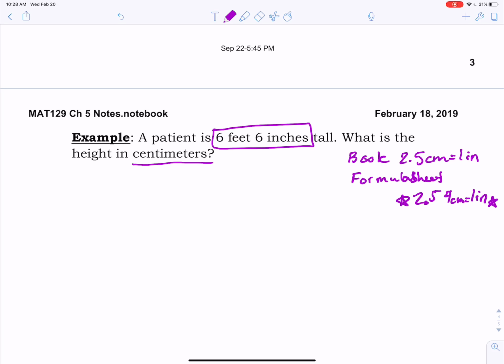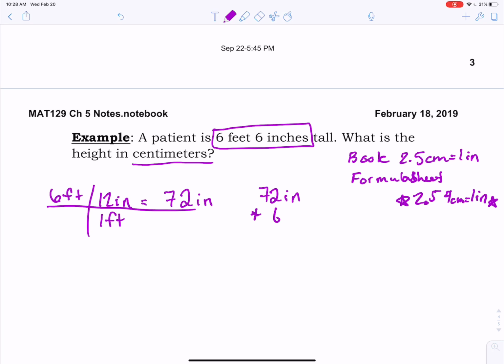Now notice, this conversion only deals with inches. So I'm going to focus on that 6 feet first and convert it to inches. I know in 1 foot there's 12 inches, and that's on your formula sheet if you don't have it memorized. And that gives us 72 inches. But this patient was not only 6 feet tall, they were 6 feet 6 inches tall. So I'm going to take that 72 inches and add the 6 extra inches that this patient had. So this patient is really 78 inches tall.